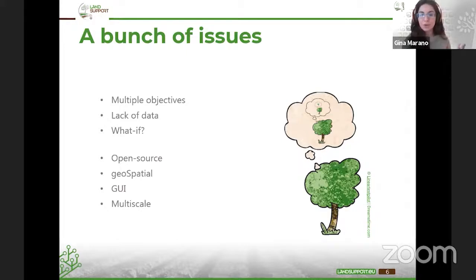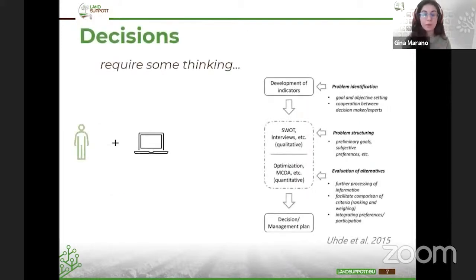And what to do with this bunch of issues that we have to face? I mean, we mentioned that we could have multiple objectives. We need a lot of data to assess different opportunities. And we might have questions like, what happens if I change this? What happens if I want to prioritize one objective over another one? And often decision makers and also forest practitioners would like to rely on software that is open source or systems that are friendly in terms of a graphical user interface, and hopefully they could also address problems at different spatial scales and temporal scales, as we said.